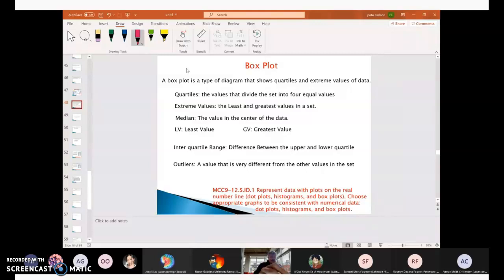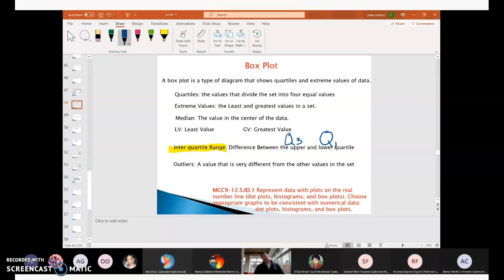Now, interquartile range. Range is the highest number minus the lowest number. So the interquartile range is going to be the difference between the upper quartile, which we're going to call Q3, and the lower quartile, which we're going to call Q1. It'll make sense when you see the diagram.